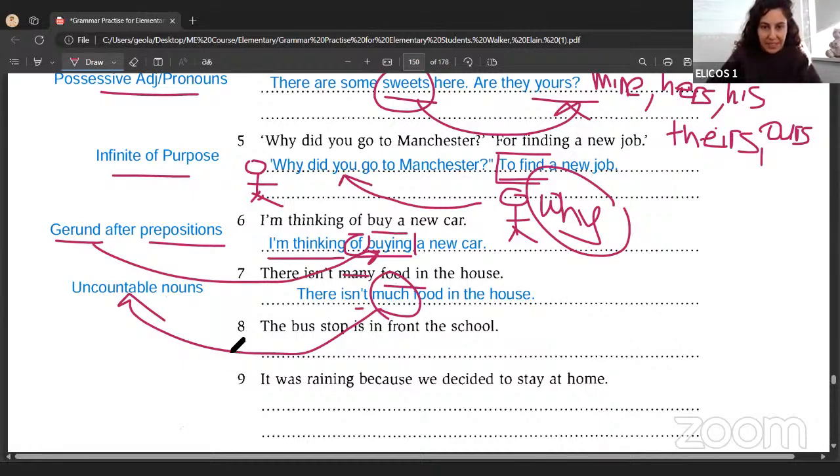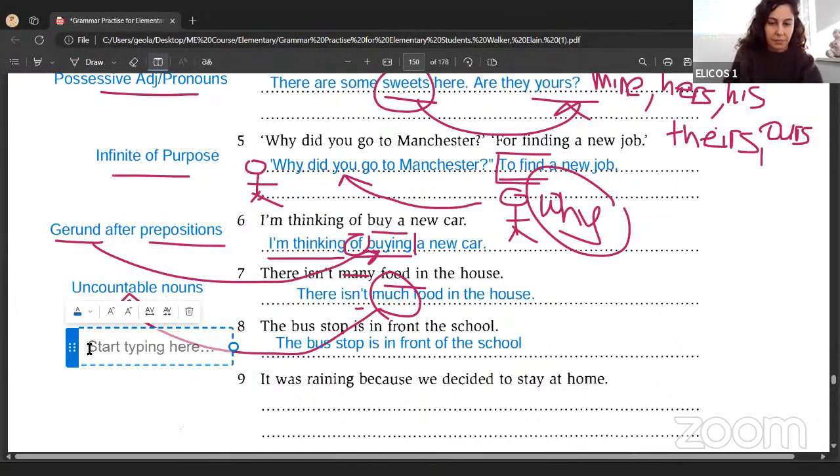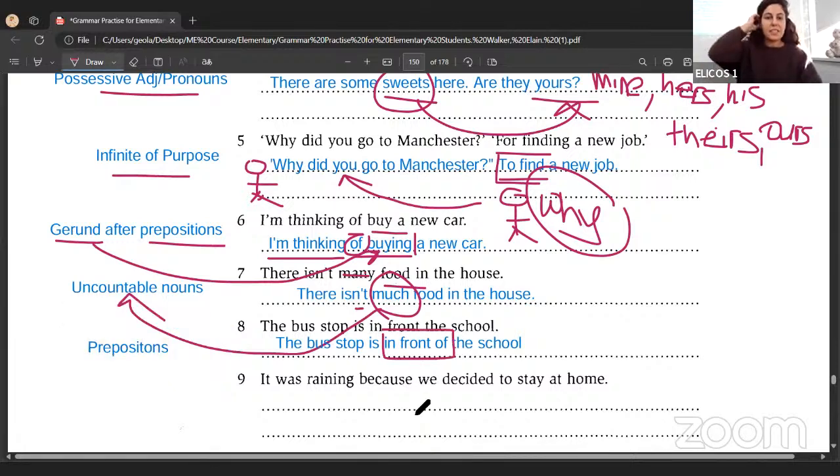Okay, the bus stop is in front the school. In front of. Yeah, in front of. So the bus stop is in front of the school. I think that was maybe just one of our prepositions. If you look back, it's one of our prepositions. They go together, this phrase, in front of. So the bus stop is in front of the school.